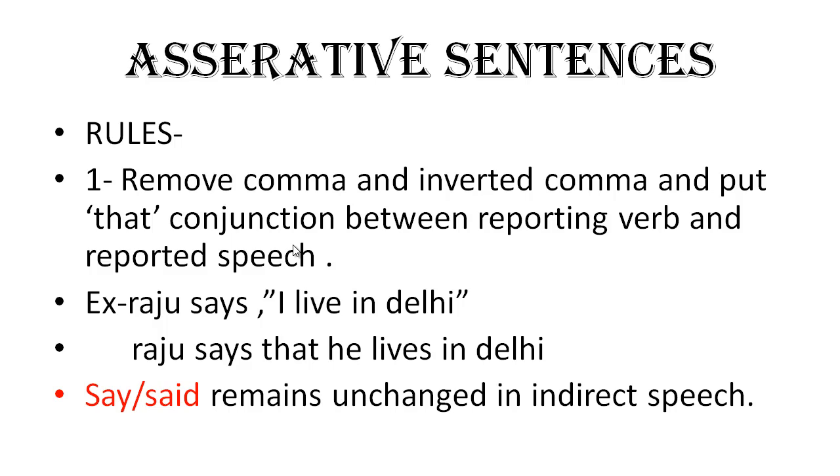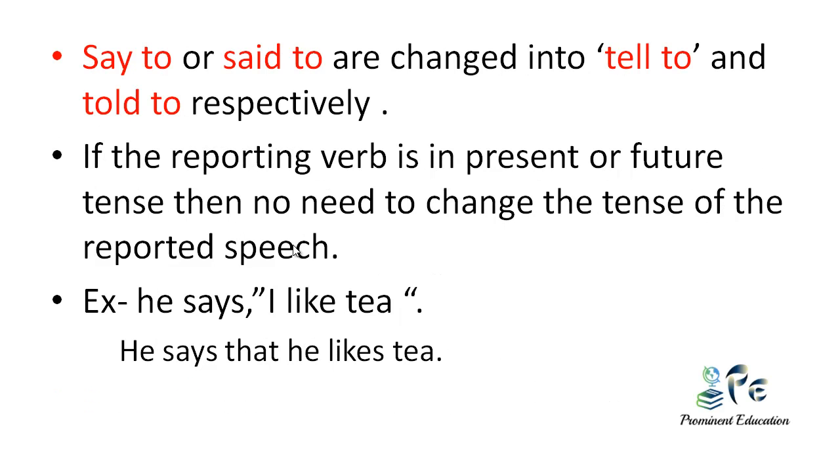Now say and said remain unchanged in indirect speech. But when we put two conjunctions, suppose we say to and said to, then these are changed into tell to and told to respectively. The rule that I have already told you. Now look at the example. He says, "I like tea." He says that he likes tea. The same thing is happening. The he says is in present simple tense. That's why we are not changing the tense of your reported speech.